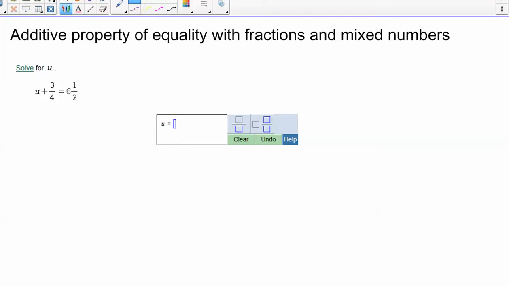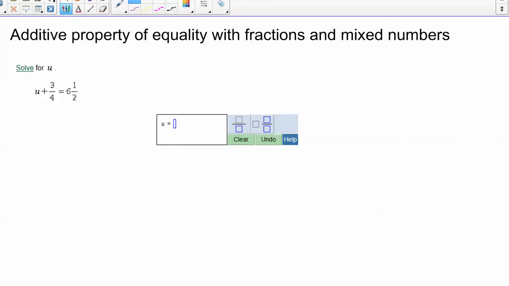This particular problem is asking us to solve for the variable u. We're looking at the equation u plus 3/4 is equal to 6.5. Okay. So our goal is to get the variable u on one side of the equation by itself. Remember, in algebra you have two jobs: to get the variable by itself, but also to keep the equal sign true. Okay, so we're going to do that.